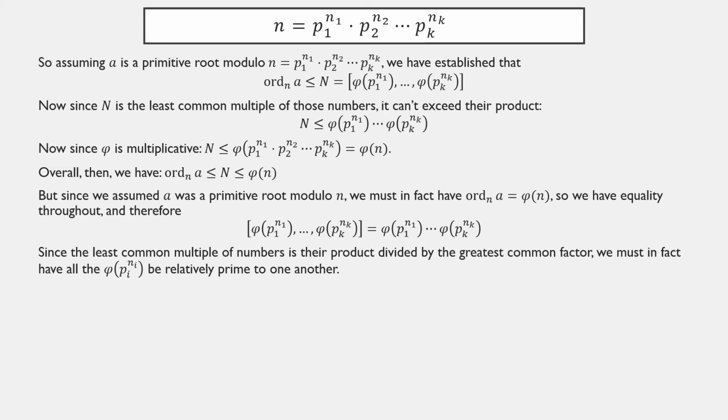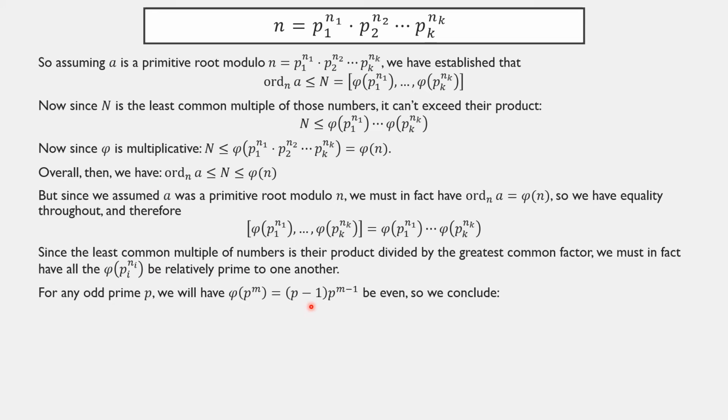Since the least common multiple of a bunch of numbers is the product divided by the greatest common factor, that means all of the totient function values must be relatively prime to one another. So for any odd prime, phi of p to the m will have p minus 1 as a factor here and therefore be even. So what can we conclude? We need all of the totient function values to be relatively prime under the assumption that there was a primitive root. How can all of the totient function values be relatively prime?